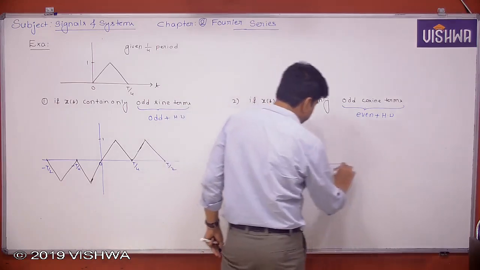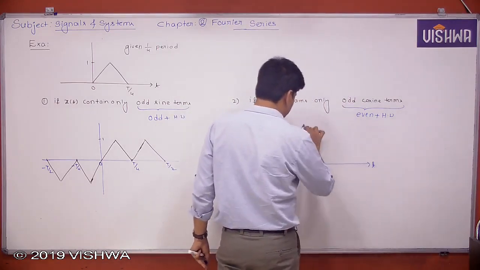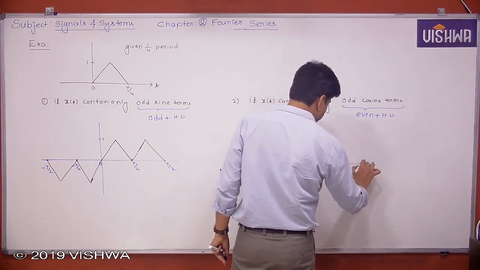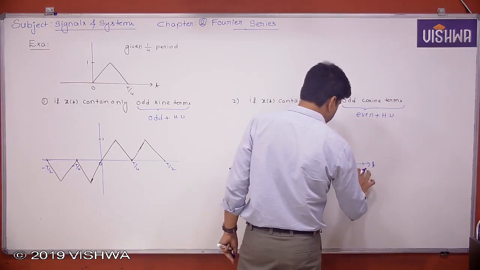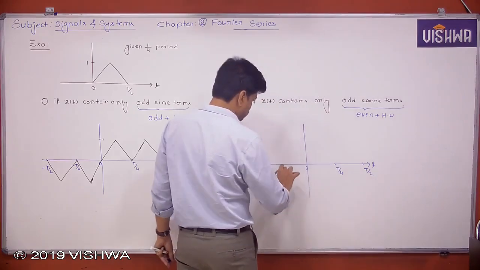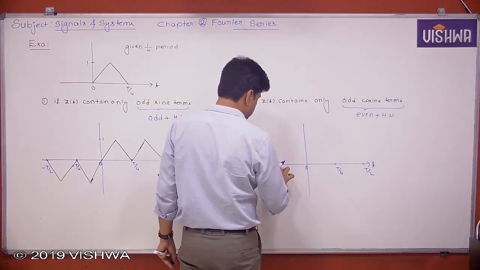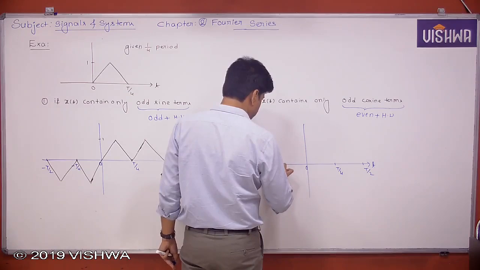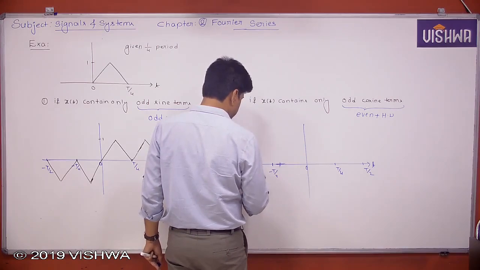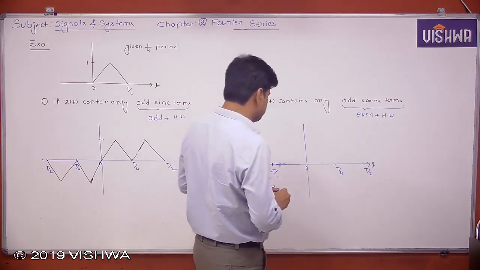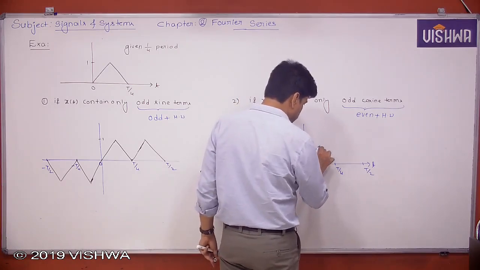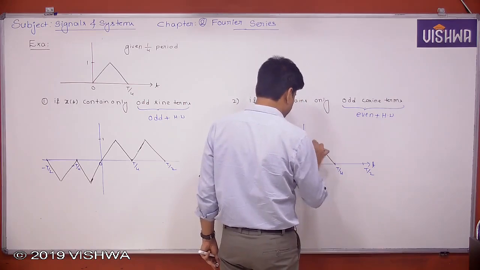Again I will take the period from minus T by 2 to plus T by 2, with points 0, T by 4, T by 2, minus T by 4, and minus T by 2. This is the wave given.